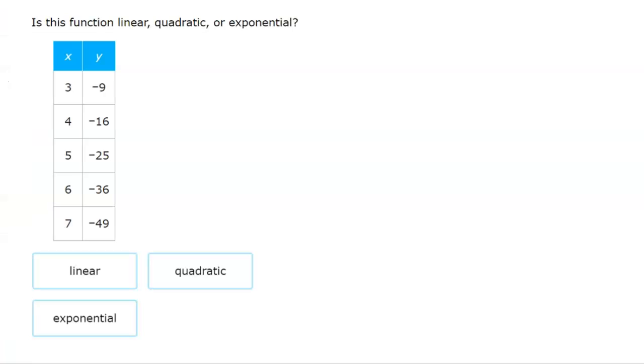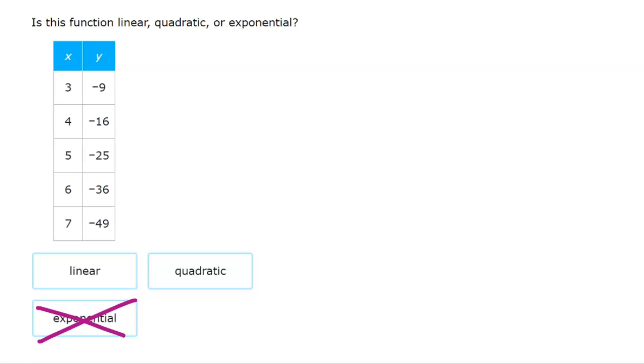So I've got this in a PowerPoint, and we are going to see if this is linear, quadratic, or exponential. I think the easiest thing to do first is to look and see if I'm multiplying by something. 9 times nothing is going to give me 16. So I can go ahead and mark out exponential because I have to be multiplying by the same number.